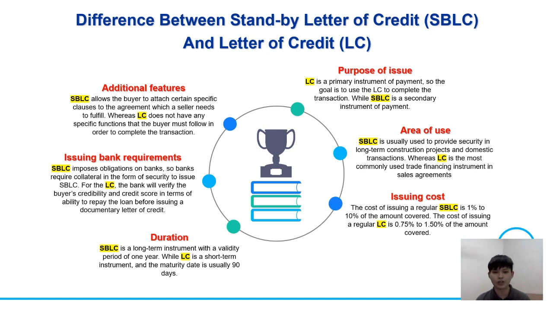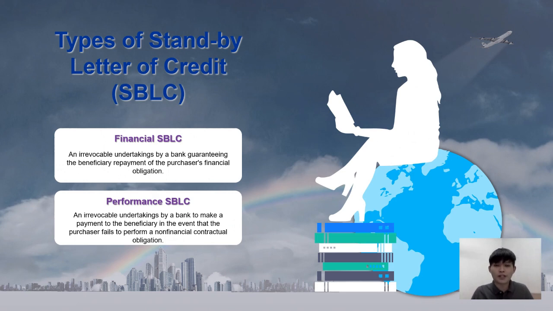The last difference is the issuing cost. The cost of issuing a regular SBLC is 1% to 10% of the amount covered. In contrast, the cost of issuing a regular LC is 0.75% to 1.5% of the amount covered. Furthermore, I will explain the types of the standby letter of credit.